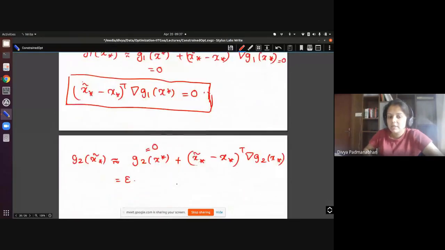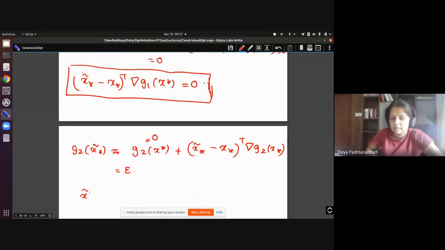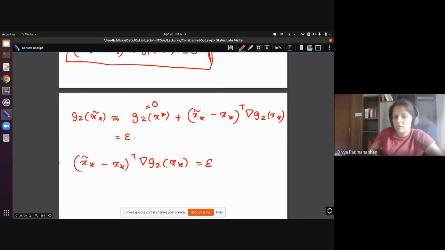Okay, so now what this means is that (x tilde star minus x star) transpose gradient of g2 x star is epsilon. Okay, so this is one more fact.